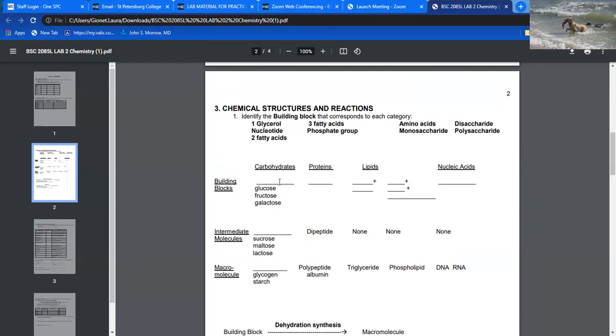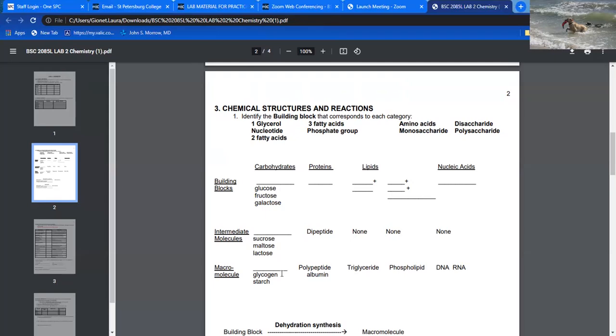Those would be monosaccharides. Mono means one and saccharide means sugar. And they are glucose, fructose, and galactose. Then if we stay in that category, we move down to the intermediate molecules, then we have disaccharides, 2 sugars: sucrose, maltose, lactose. And then the macromolecule would be a polysaccharide. Examples are glycogen and starch.